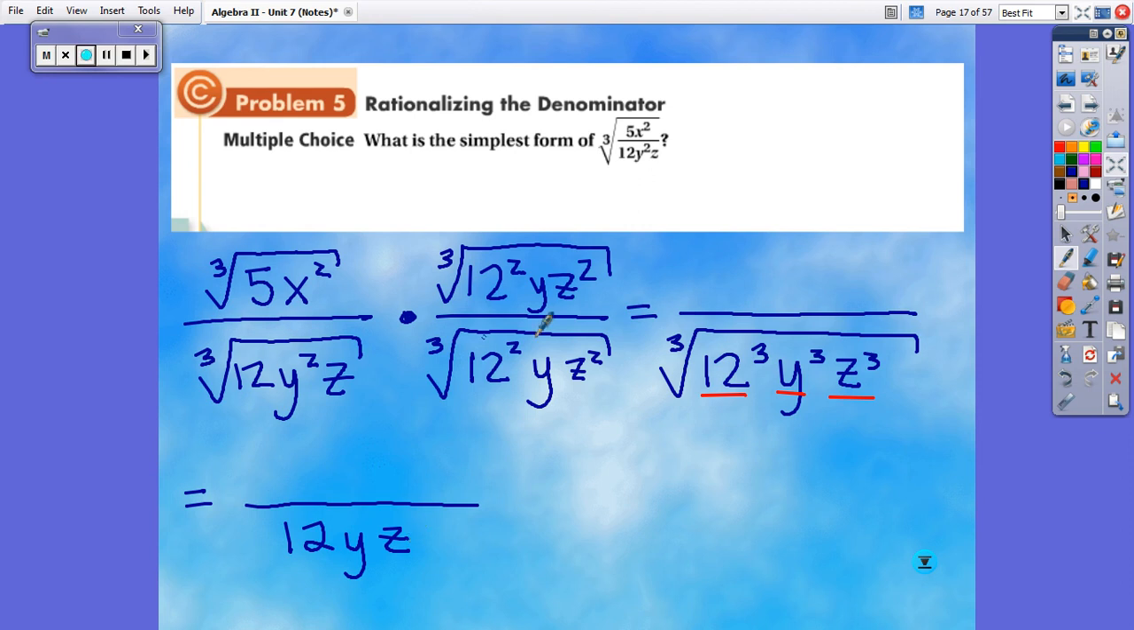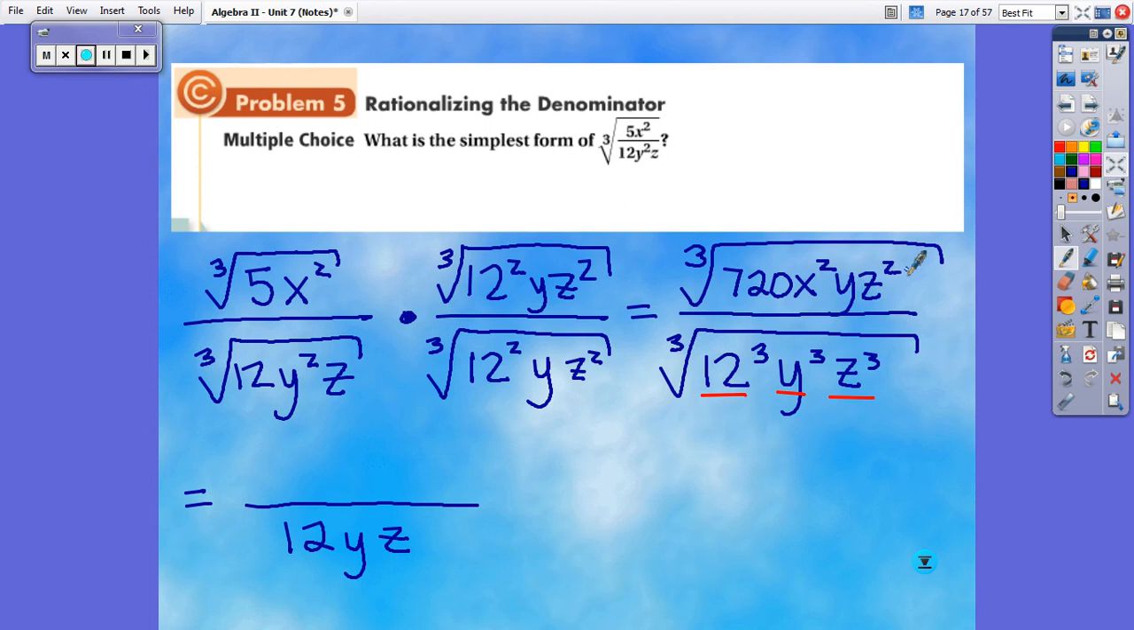So now I got to go back and fix my numerator. So again, they have the same index, so I'm going to leave it the same index. The cubed root of 5 times 12 squared. So that's really 144, right? And 144 times 5 is 720, I believe. Then I have two x's, so those are going to stay the same, x squared. I have a y, and I have a z squared.